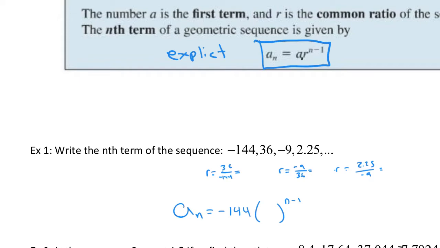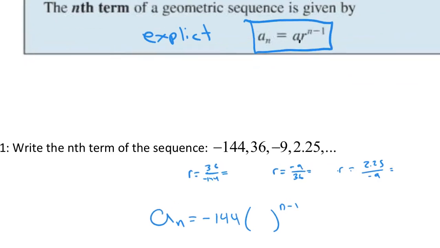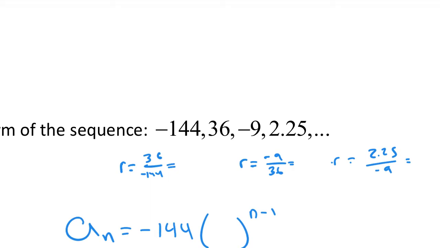To do that, you can see what I've done is I've made a little division problem. I'm trying to see how I got from negative 144 to 36? I had to multiply by something. To figure out what that something was, I divide. I do a term divided by the one before it. 36 divided by negative 144, and that turns out to be negative 1/4.